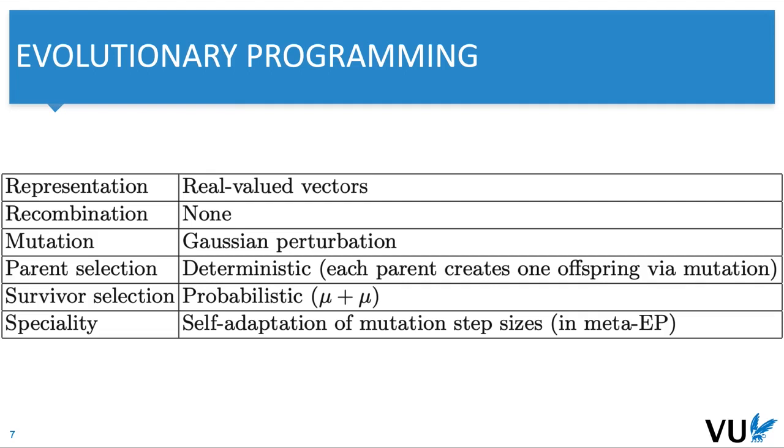Survival selection is this mu plus mu. So you see that we generate from one parent one new individual, and we select exactly the same number of new individuals, or we generate a new population having exactly the same size as the old one. And what is important here is that, again, the self-adaptation: the Gaussian should be adaptive somehow. So the covariance matrix should be learned somehow.